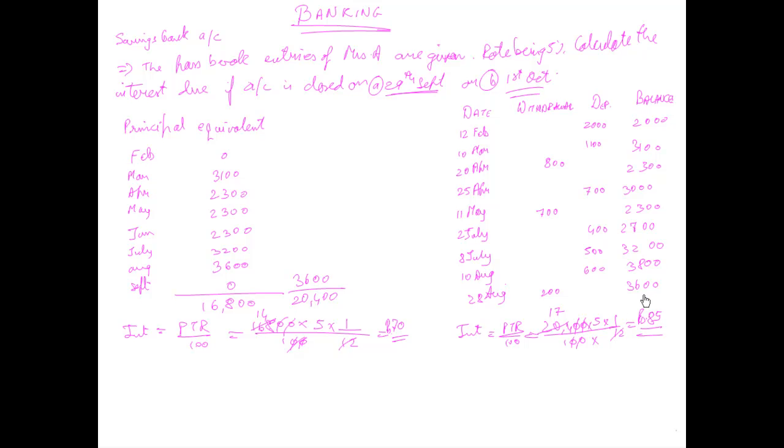But children, if they were to ask us what is the amount the person receives, the amount in the first case would come out to be 3600 plus 70 rupees, and in the second case would come out to be 3600 plus 85 rupees, children. Please remember that.